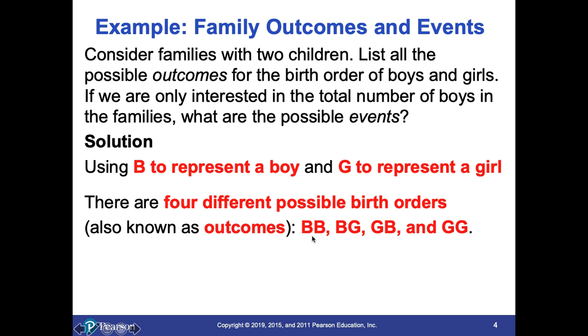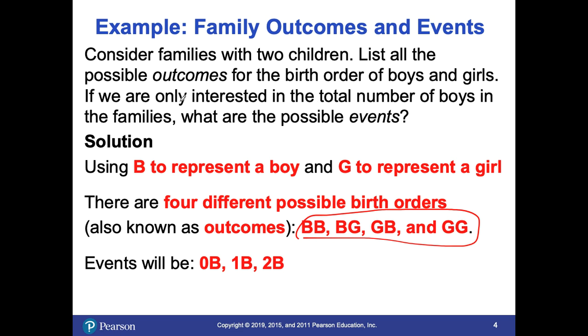So you could have a situation where you have a family with two children and they have boy, boy. You can have a family situation where it's boy, girl. You can have a family situation where it's girl, boy. And you can also have a family situation where they're both girls. So those would be the outcomes. And there's four of them.